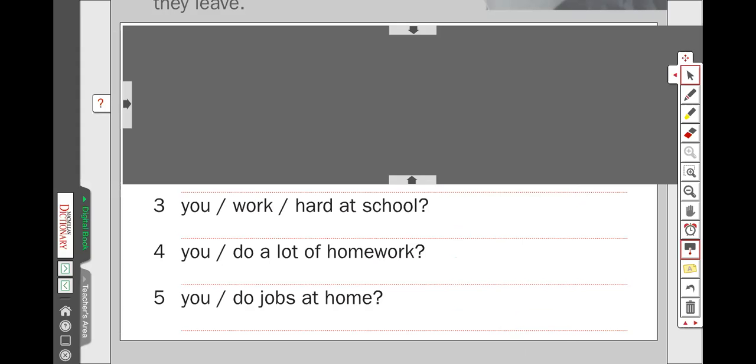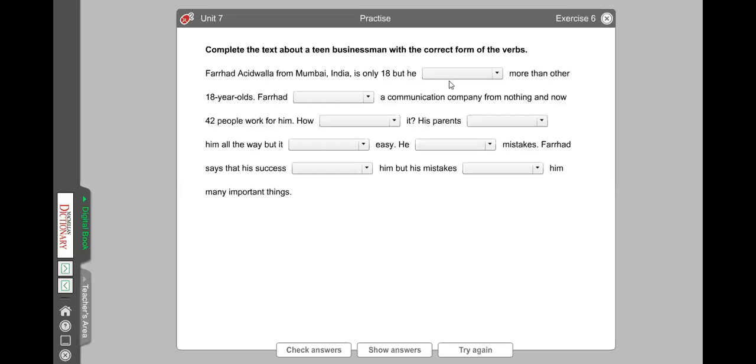Let's practice now some present perfect. Here we have a text where we have to decide what the correct answer is going to be. So this is focusing on present perfect. It reads, Farad Sidwala from Mumbai, India is only 18, but he, and then we have our options. He's achieved, he achieved, or he achieved more than other 18-year-olds. We're going to use he's achieved. This is a contraction of he has. He has achieved, he's achieved more than other 18-year-olds.